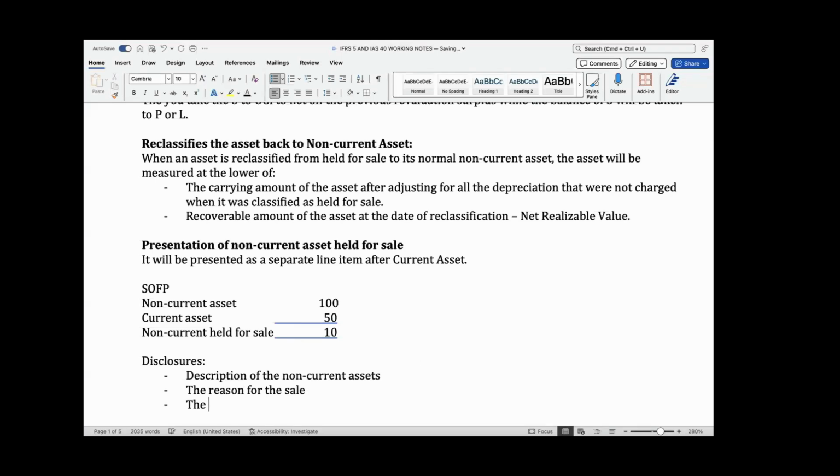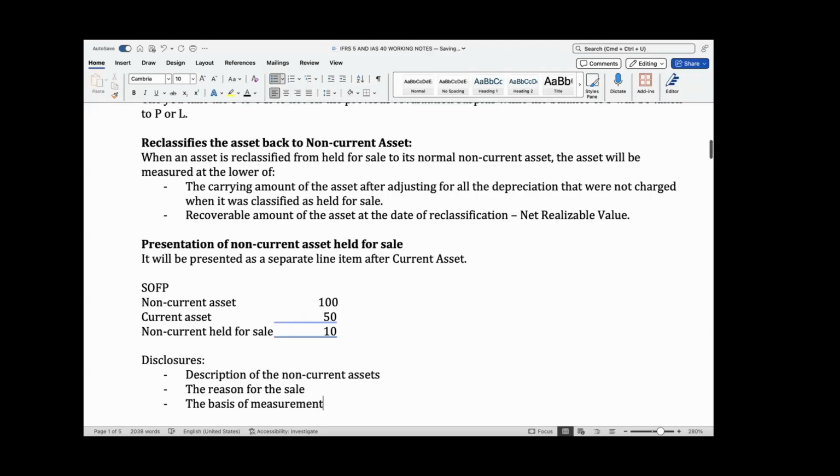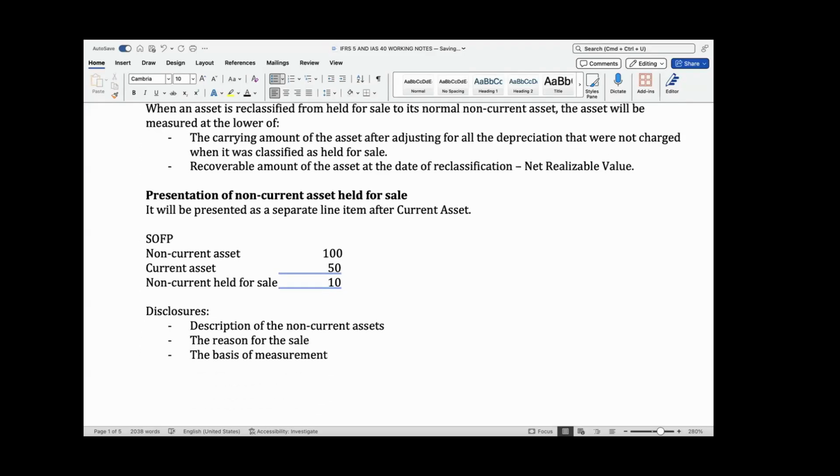You need to tell us the basis of measurement. How do you then eventually measure it? Was it the carrying amount? Was it the net realizable value? You need to tell us the measurement of these non-current assets. And finally, if there's any impairment loss, you need to separately disclose it to us.